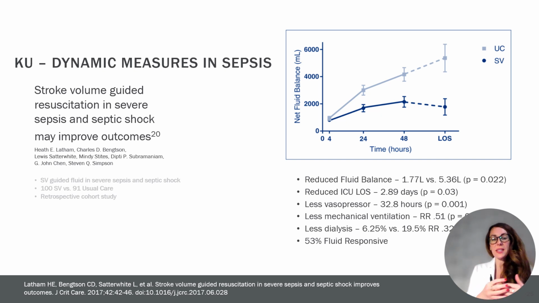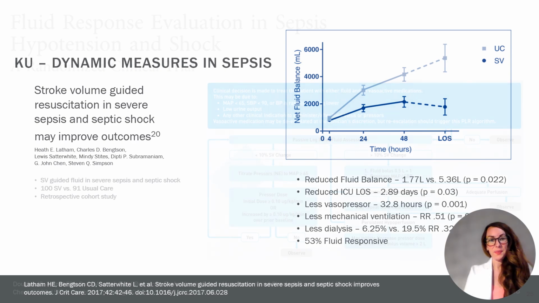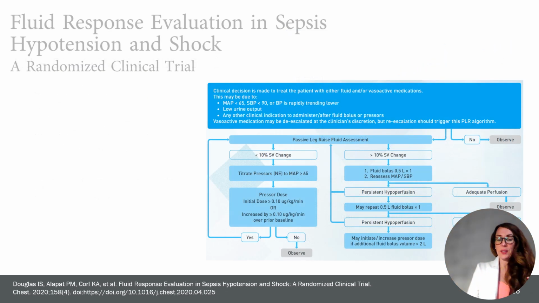Let's go ahead and see the results of the FRESH study, which was a prospective multi-center randomized controlled trial. The FRESH study was set up in a very similar way to the KU study. So let's take a look. As I said, the FRESH study, the fluid response evaluation in sepsis, hypotension, and shock, was set up similarly. All patients who had septic shock got their weight-based fluid, and then after that, patients only got fluid in the stroke volume guided group if they were fluid responders.